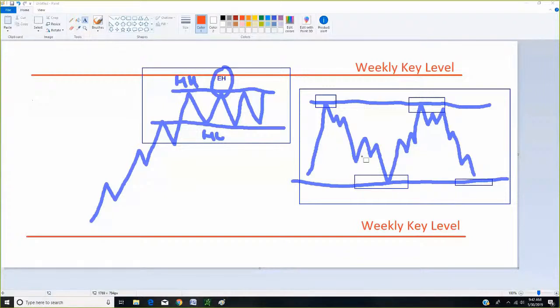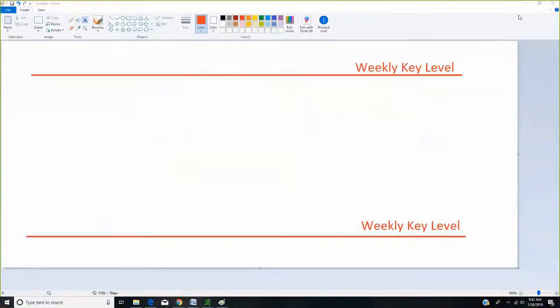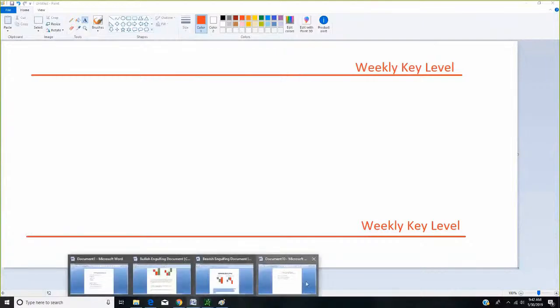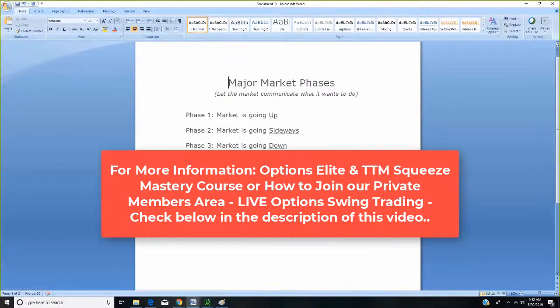Other than higher highs and higher lows. So what is our third phase? Okay, again, we're just doing an overview here, right? Our third phase is market is going down. That is our third phase.